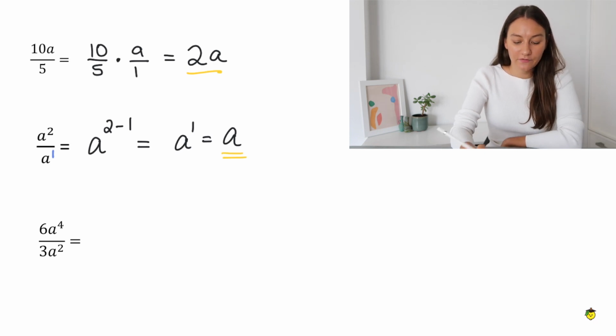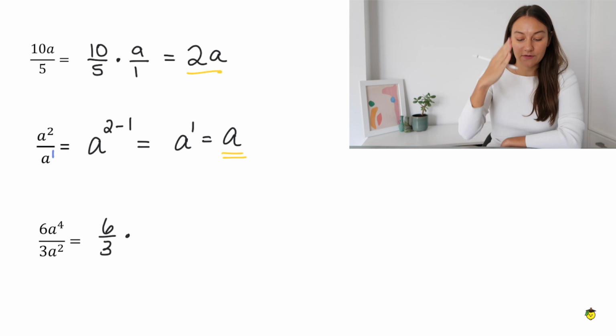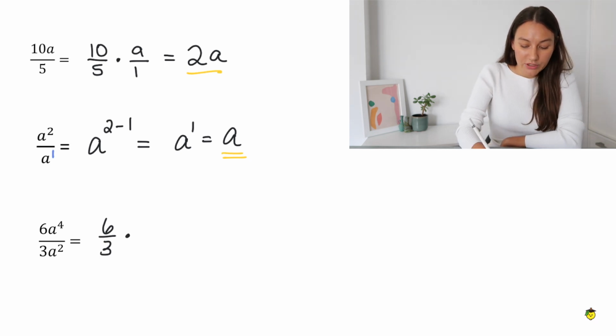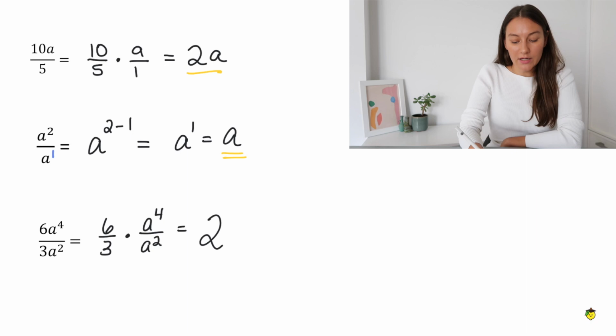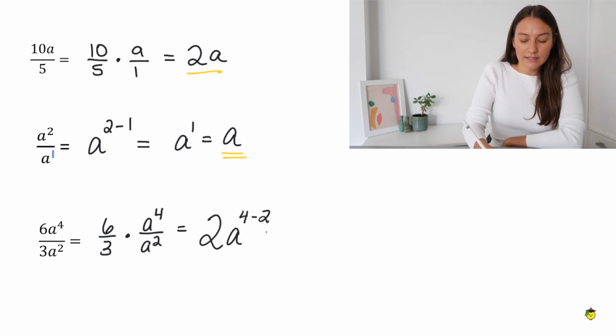Okay, let's look at this one. We have 6a to the fourth over 3a squared. I'm going to put my 6 divided by 3, taking the numbers so I know to divide them, and I'll put my a's over each other. So 6 over 3 times a to the fourth over a squared. So 6 over 3 is the same as 2. And a to the fourth divided by a squared is a to the 4 minus 2 power, which is just a to the a squared power.